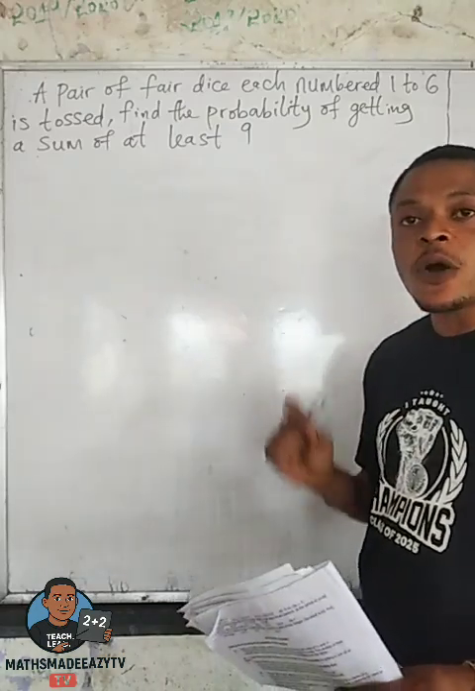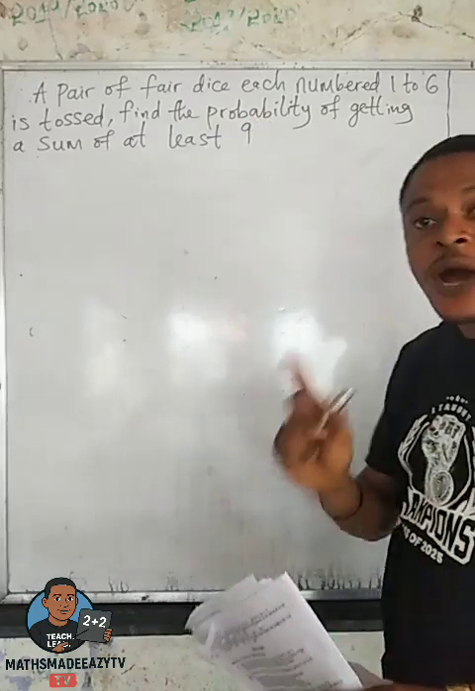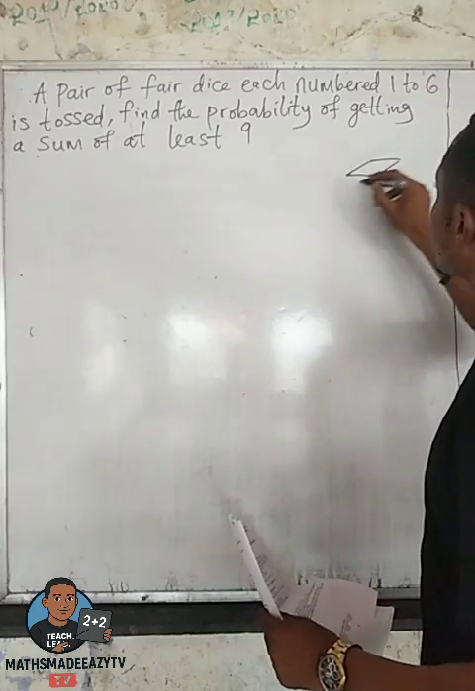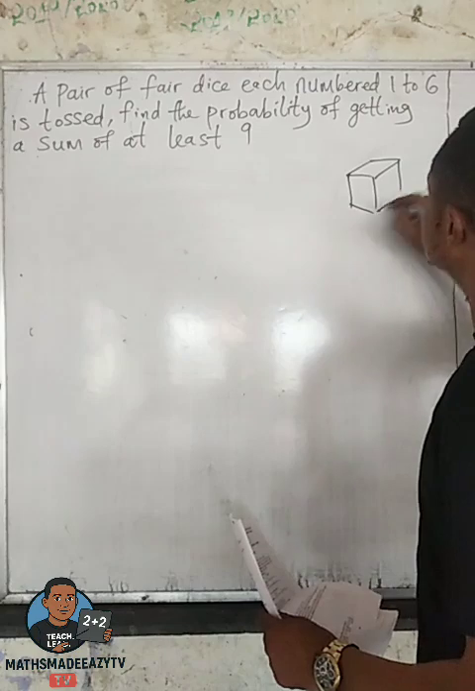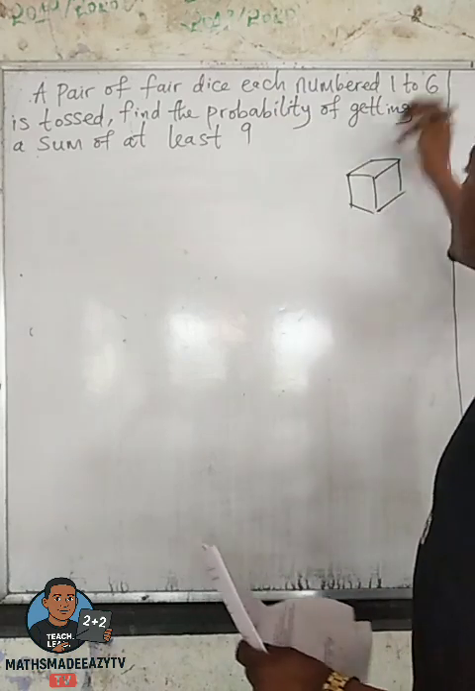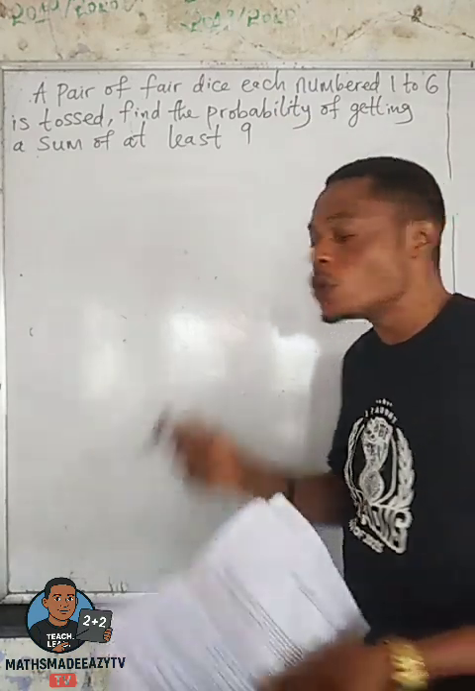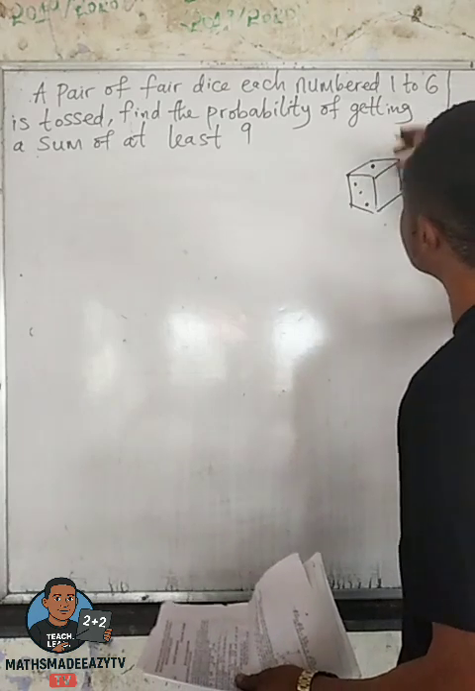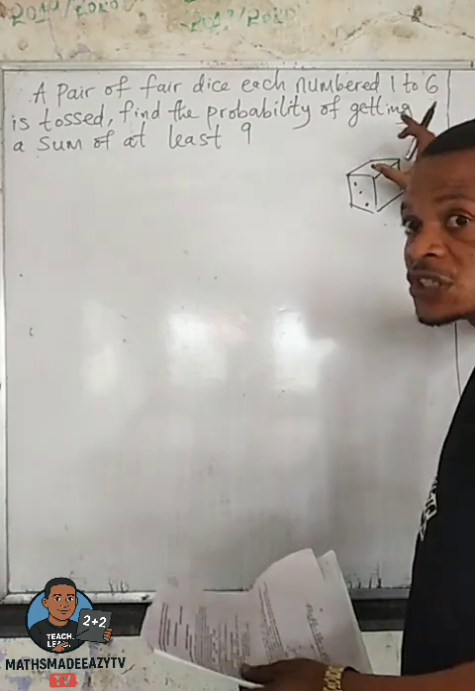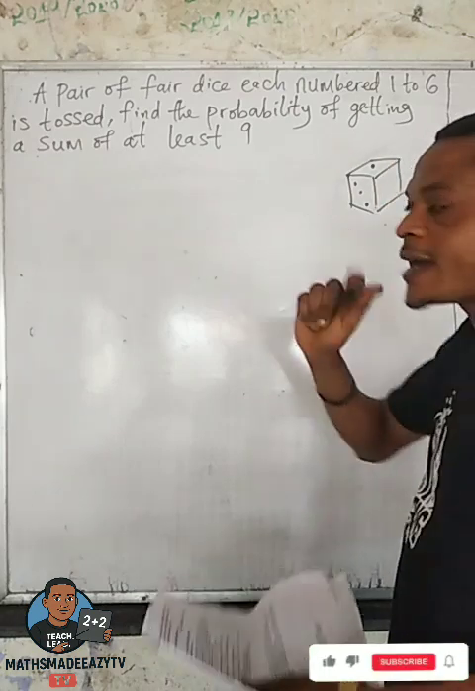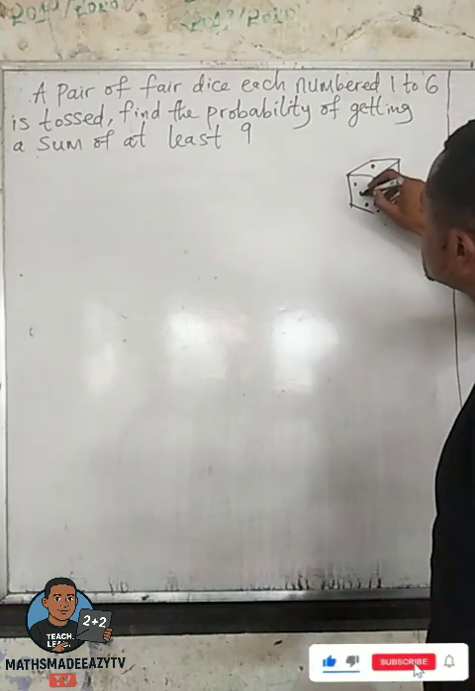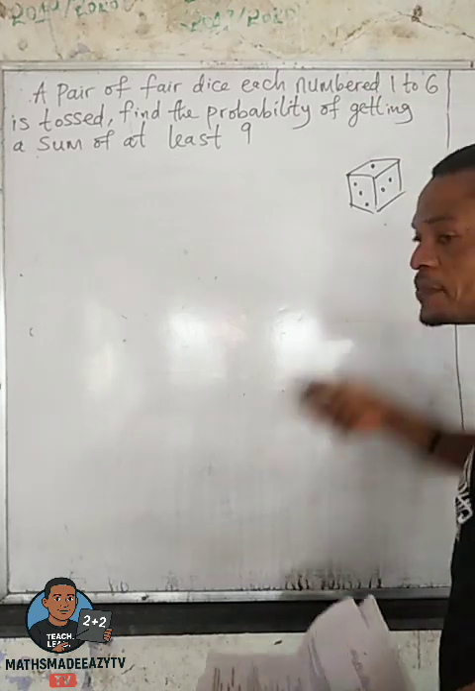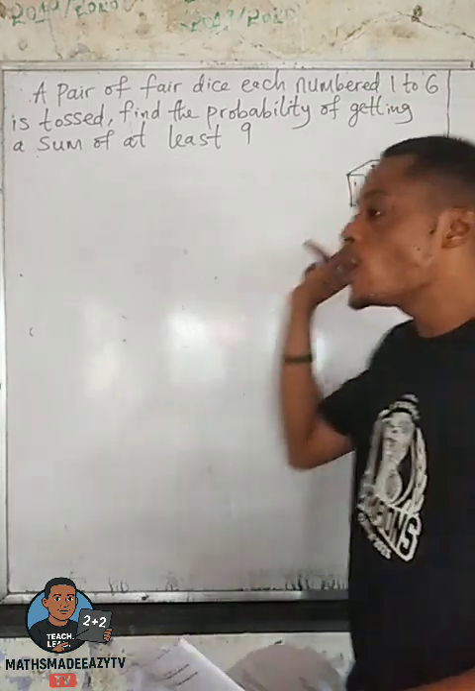A pair of fair dice, like the plural of a die. A single die is just, when you have one, it's a die, and when it becomes two, we have it as dice. So each is numbered 1 to 6. As we all know, a die has the numbers from 1 to 6 on the cube. So this one could be 1, this could be 3, this could be 2, here could be 4, here could be 5, and at the base, we could have it as 6.